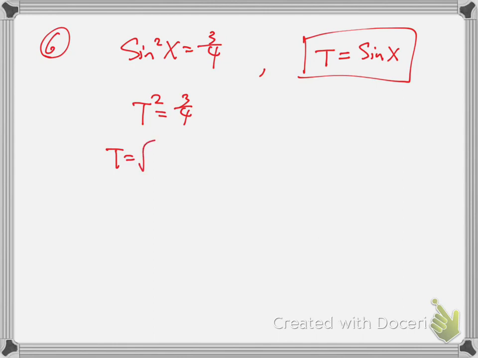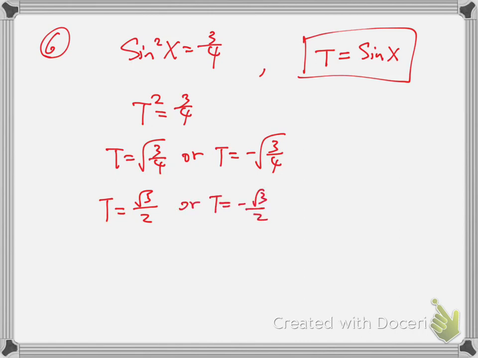t is the square root of 3 over 4, or t is negative square root of 3 over 4, right? So simplify a little bit. This is radical 3 over 2, since the square root of 4 in the bottom is 2, or t is negative radical 3 over 2. So we solve the quadratic equation for t, and then we got two solutions, t1 and t2. This has nothing to do with the trig.